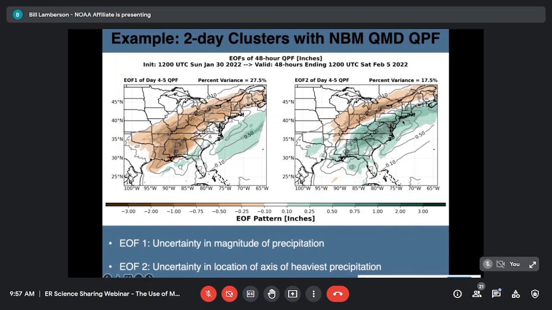Looking at the second EOF, it's more of a dipole, so we're going to say that this is uncertainty in the location of the axis of the heavy precipitation event, but it also contains a little bit of uncertainty in the magnitude, as we can see that, at least for the higher values, the EOF for the positive values is a bit more intense than it is for the negative values. So again, it's uncertainty in the location, but it also is probably a bit of uncertainty in the magnitude. And oftentimes that's the case. We have EOFs that aren't necessarily strictly magnitude or strictly location. They can be a combination of both.